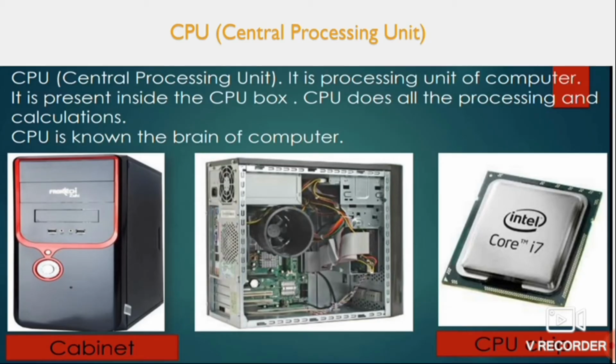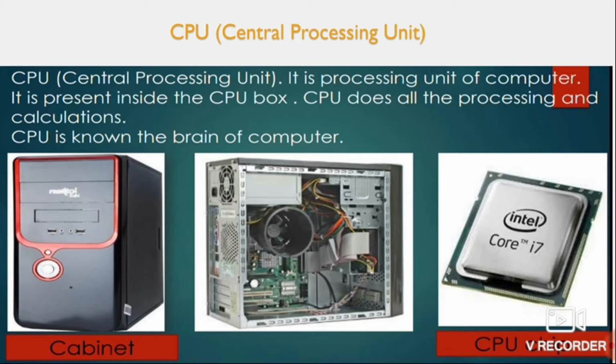Number 2 is the CPU, Central Processing Unit. The CPU is the processing unit of the computer. It is present inside the CPU box. The CPU does all the processing and calculations. It is known as the brain of the computer.